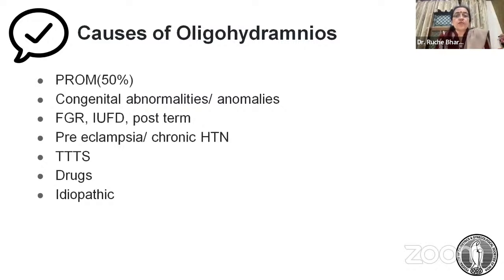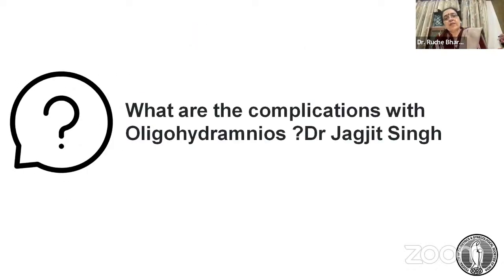Of course, you can divide it into acute and chronic. Acute would be where PROM has taken place, and other causes would come under the chronic conditions. Yeah. What are the complications with oligohydramnios?